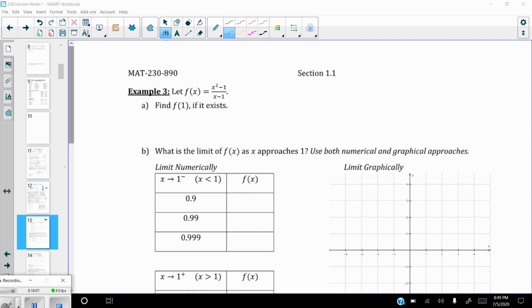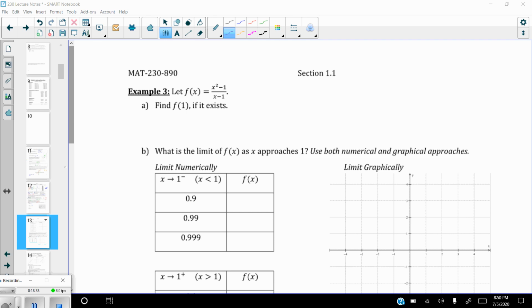Okay, for our third example, we're going to look at f of x equals x squared minus 1 over x minus 1. First of all, we want to figure out if f of 1 even exists. And here's the reason for that. If f of 1 exists, it's going to probably be easier for us to find a limit. If f of 1 doesn't exist, then we've got to come up with another way. Hopefully you can look at this and realize f of 1 doesn't exist, but let's go ahead and show it anyway.